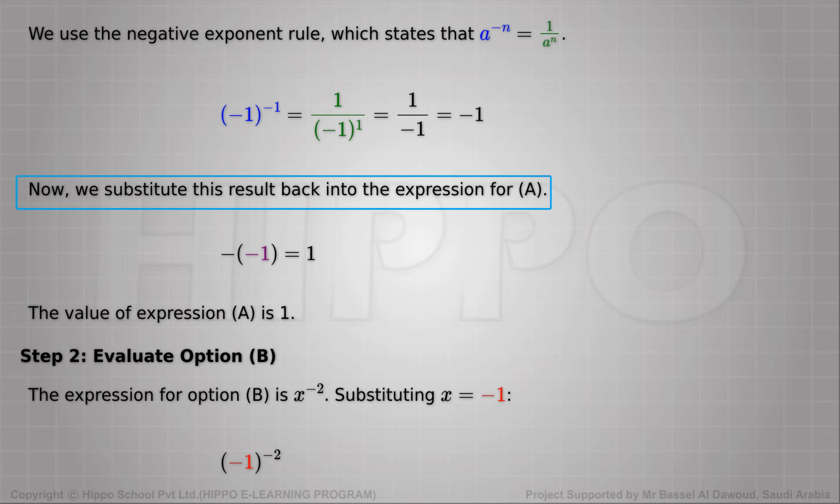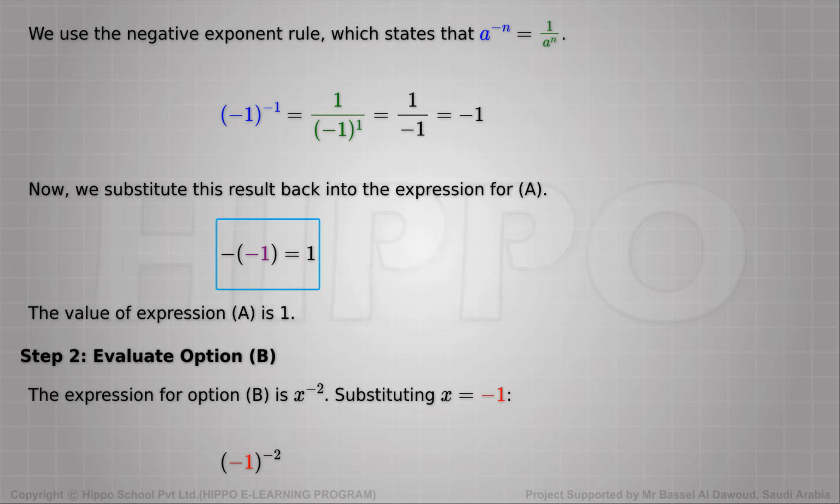But we're not done. The original expression had a negative sign outside the parenthesis. So we have negative of -1, and as we know, 2 negatives make a positive. So the final value for option A is 1.